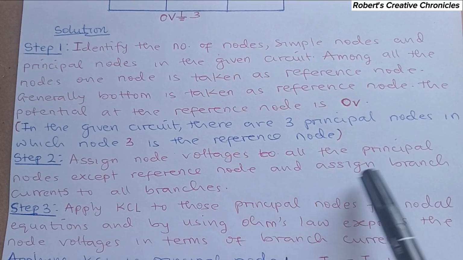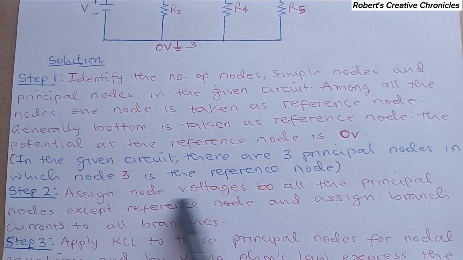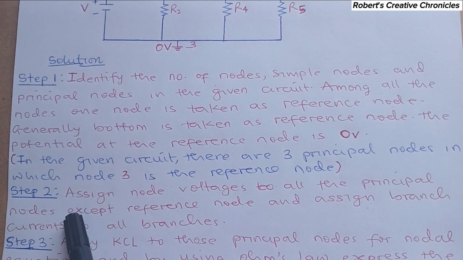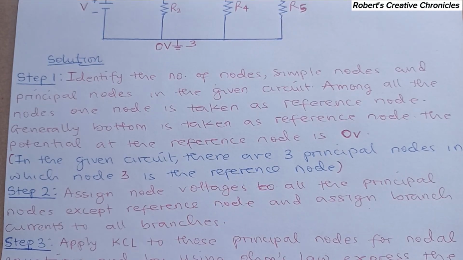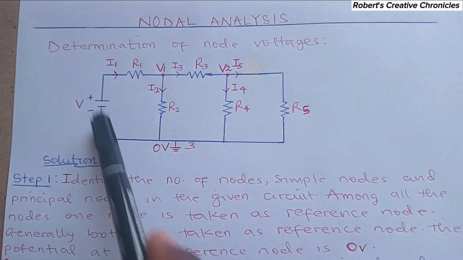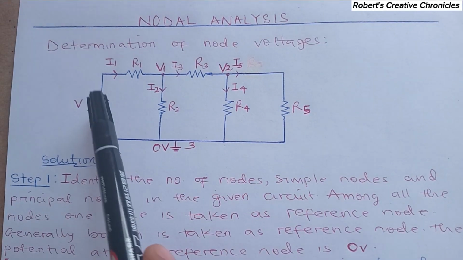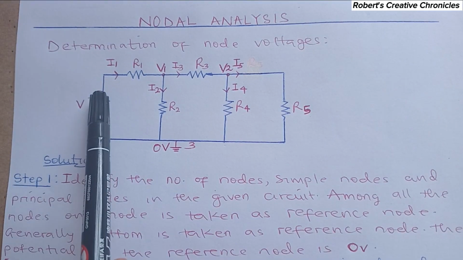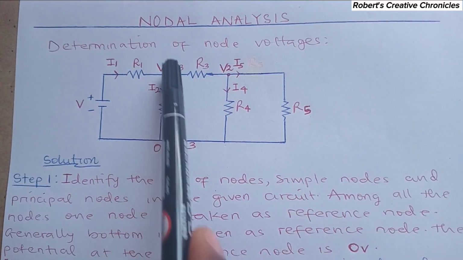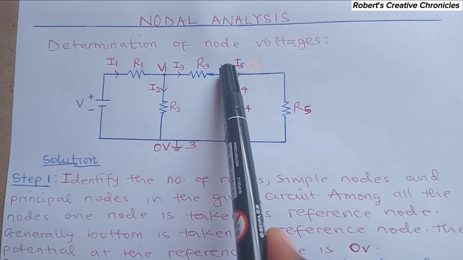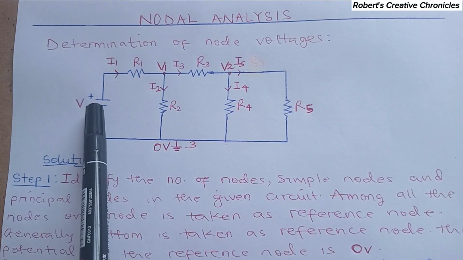Then, assign branch currents to all branches. We have assigned node voltages to all principal nodes. The reference node already has a voltage. So all these branches, we have to assign branch currents to all of them. Normally, you know that current will flow from the positive terminal of this voltage source and enter here. When it comes to this node, it will divide into 2. When it also comes to this node, it will divide into 2. And they all come together and join and enter the negative terminal.